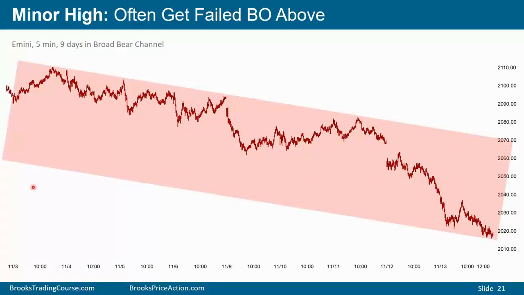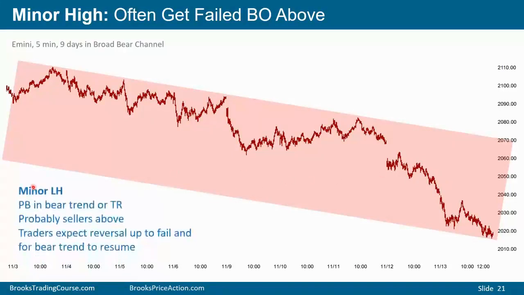Nine days in a broad bear channel. There are dozens of major lower highs and major higher lows throughout the channel. A minor lower high means just that, it's minor. If the market goes above it, then you still can be in a bear trend. They expect the reversal up to fail and for the bear trend to resume.